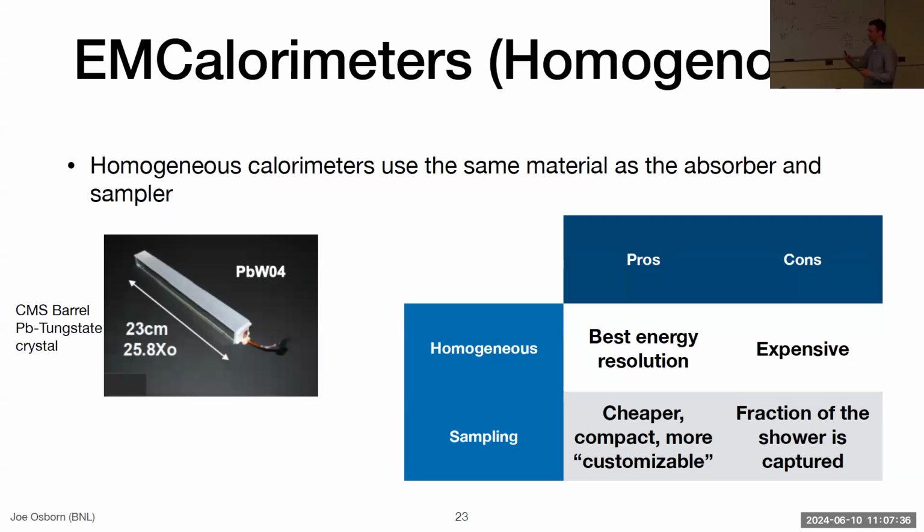Sampling calorimeters are generally cheaper. They can be more compact. And in general, they're more customizable because you can choose different materials for both the absorber and the sampler. But you have the downside that only a fraction of the shower is captured. So your energy resolution is going to be limited by how much of that shower you actually sample.